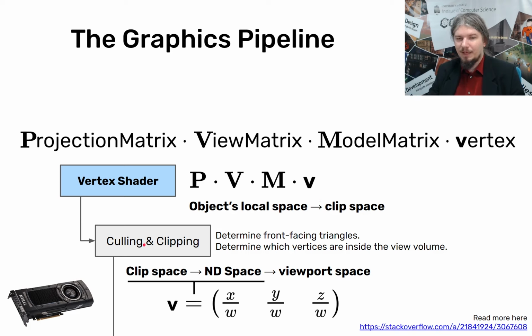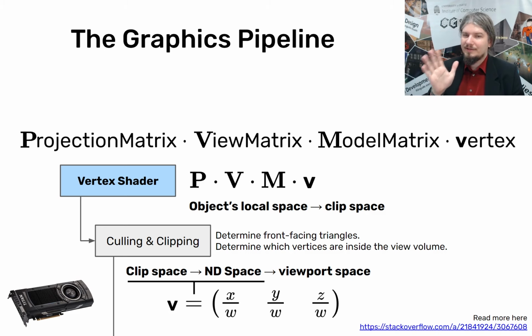And the next step in the pipeline was this culling and clipping. So culling was determining the front-facing triangles and culling the back faces, but this clipping helps us remove the vertices that are not inside the view volume. So let's say our geometry that we transformed through these 3 matrices, these 3 transformations, happens to now lay outside of our view volume.